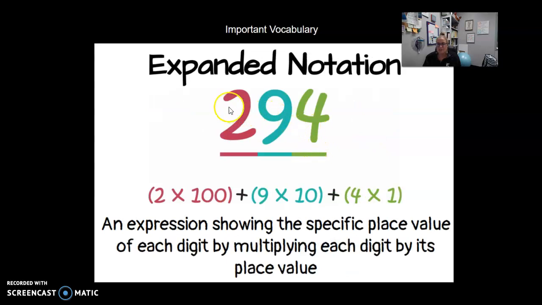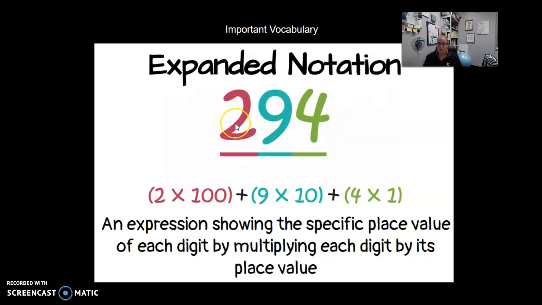The word that's different for today is expanded notation. Expanded notation is an expression showing the specific place value of each digit by multiplying each digit by its place value. That sounds like a lot of words. So what that actually means, if my number is 294, I have it written in standard form, and I want it in expanded notation. Yesterday we just wrote it however much it was worth, so we said 294.